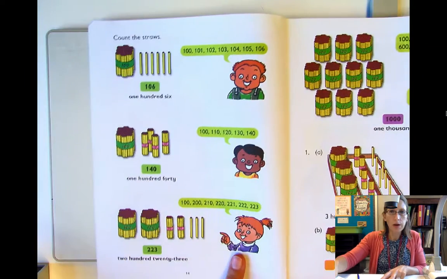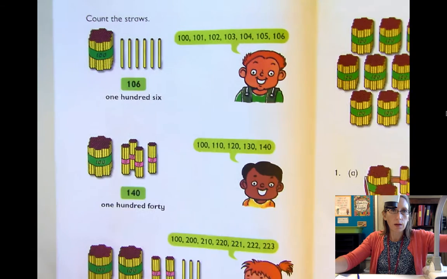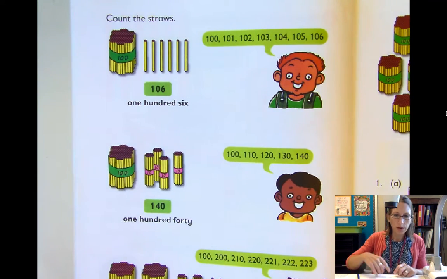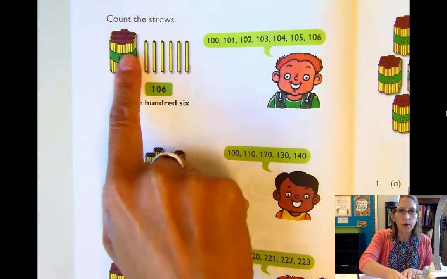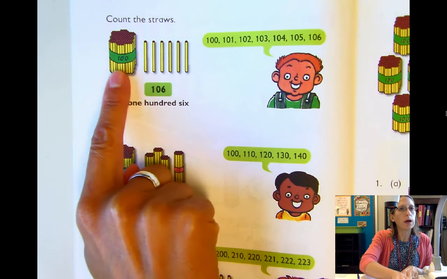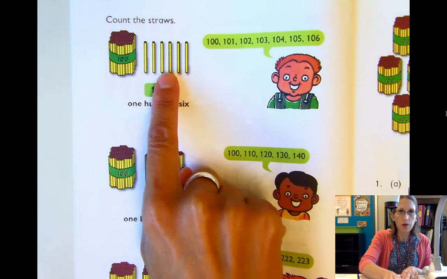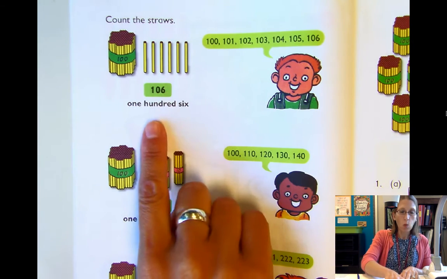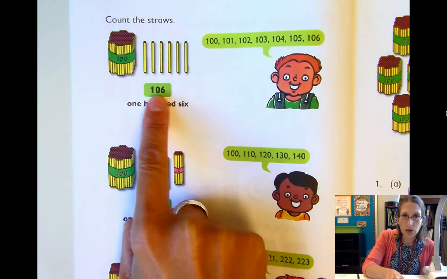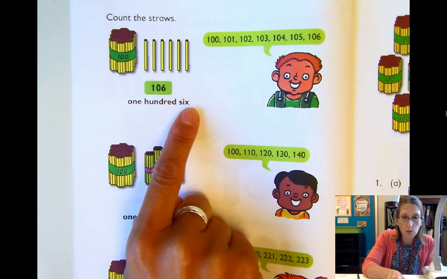Alrighty, so here we are working on counting objects where we have more than 100. So here we have a bundle of 100, and then we have 6 ones. So we can think of it as 100 plus 1, 2, 3, 4, 5, 6. 106. And this is how we write it in digits. And digit is just a fancy word for a number. And this is how we write it in words.